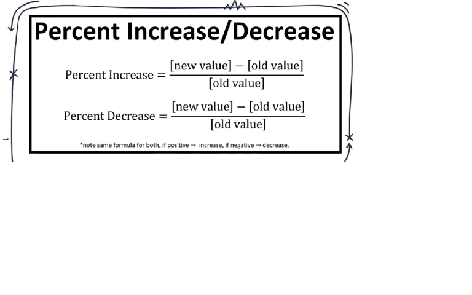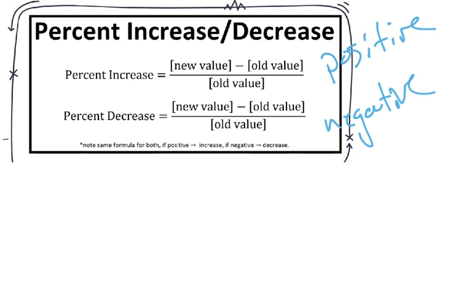Okay. I put the formula here for you. So percent of increase, the new value minus the old value divided by the old value. Percent decrease, old value minus new value all over the old value. So increase, you know, is going to be a positive change. And the decrease is going to be a negative change. So hopefully that makes sense.